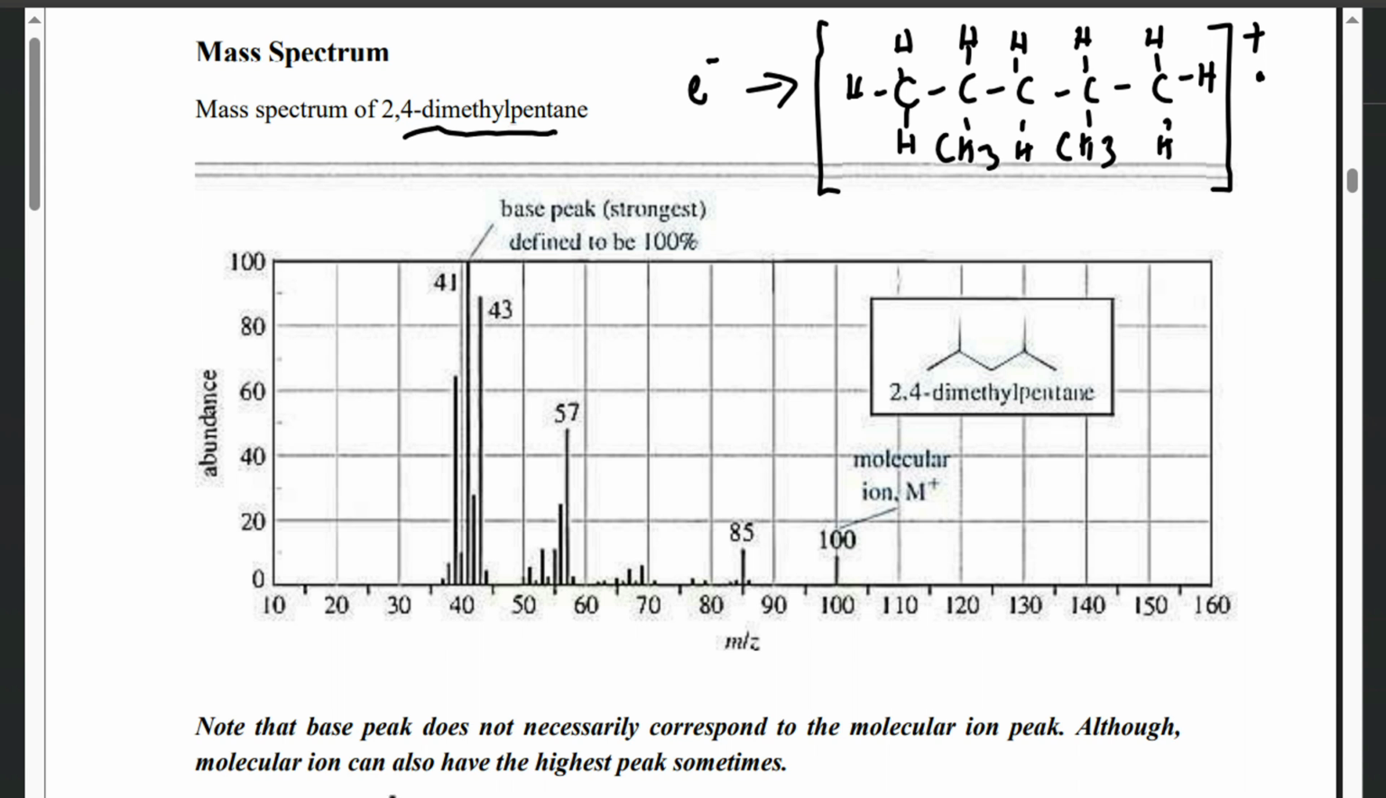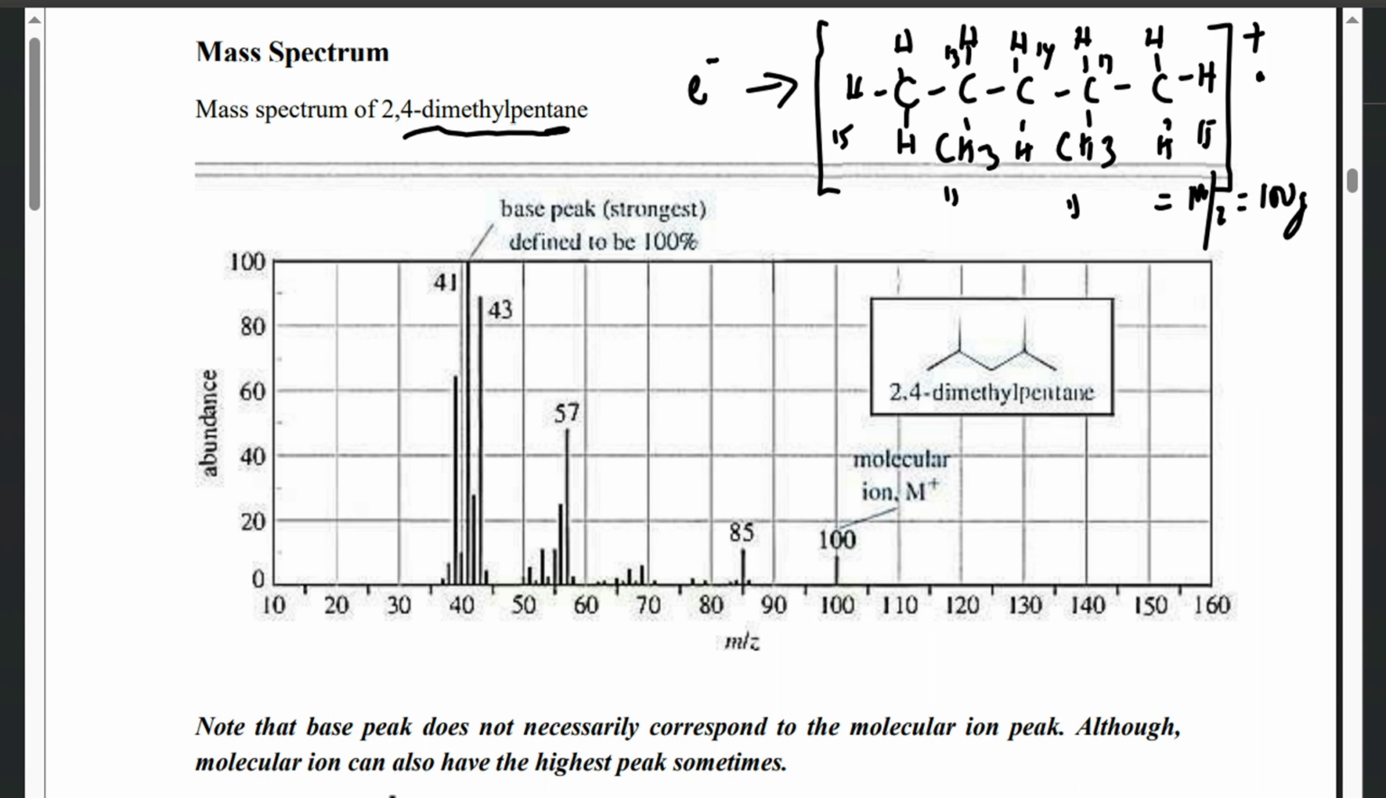If you calculate this, one should give you 15, this one 13, 15, 14, 13, 15, 15. So everything should give you an m/z of 100. The molecular ion has the same mass as the parent structure here, so 100.